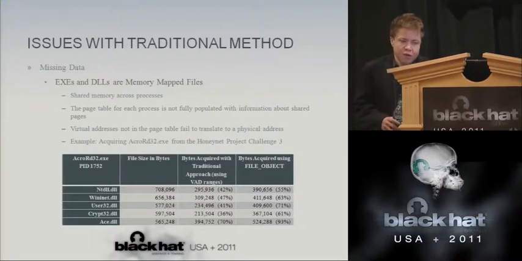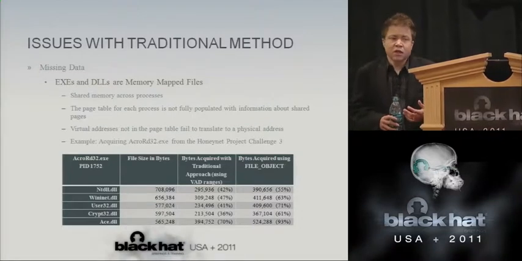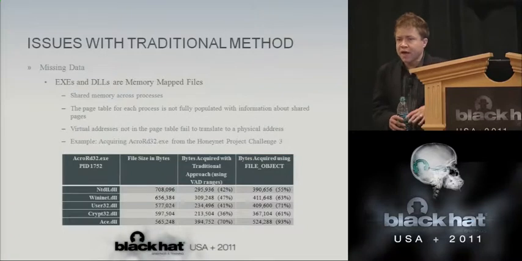Now, if we use what I'll talk about in a moment called file objects and some of the structures that they represent, you'll see we could actually get 55% of the file out of memory. So a little bit better. And this was not using any disk information whatsoever.